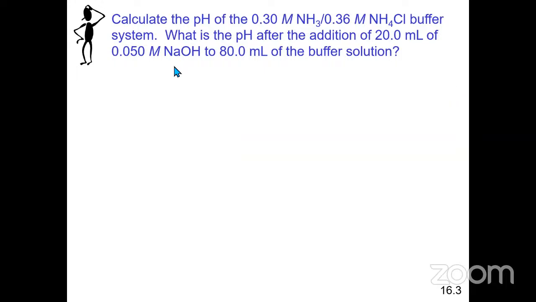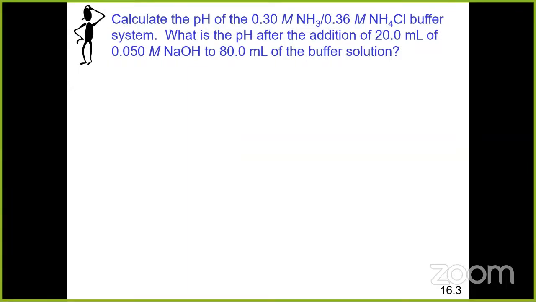Okay, so this question says calculate the pH of the buffer combination of 0.30 M ammonia with 0.36 M ammonium chloride buffer. And then it says, what is the pH after the addition of 20 mL of 0.05 M sodium hydroxide to 80 mL of the buffer solution? So I hope I'll have enough space to do this problem. In fact, let me just show you how to answer the first part, which is very easy.